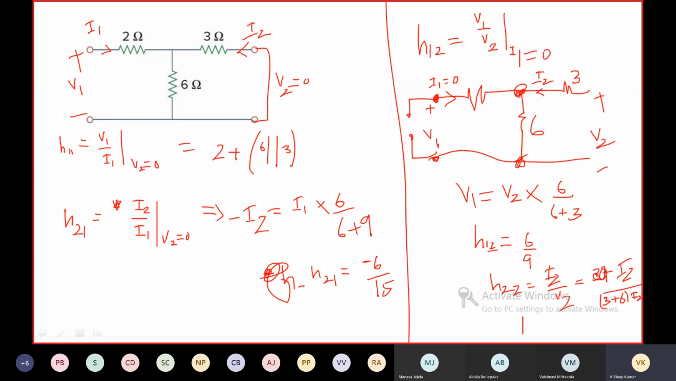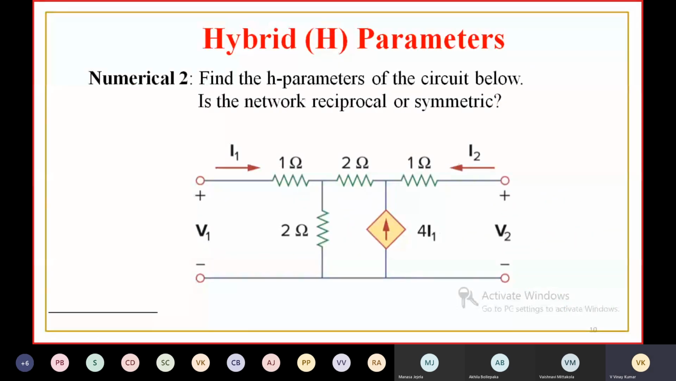Then you are going to get H22 is equal to 1 by 9. You can check whether it is reciprocal or not, symmetrical or not. Let us go for this problem.